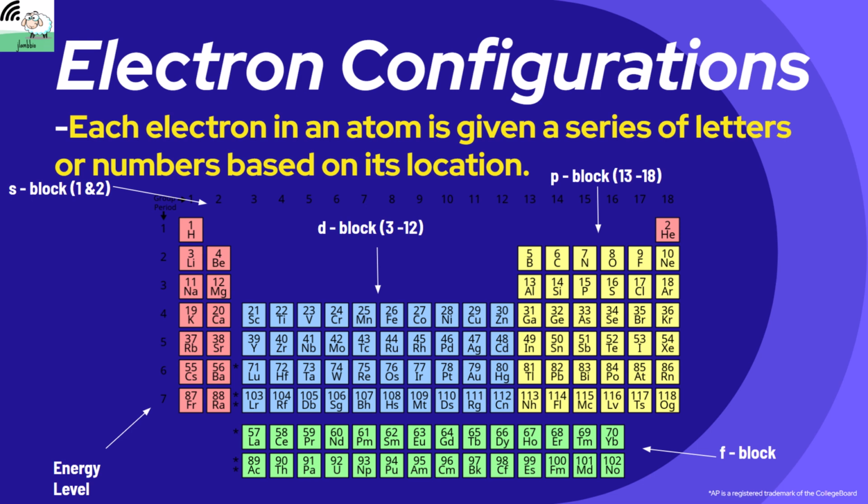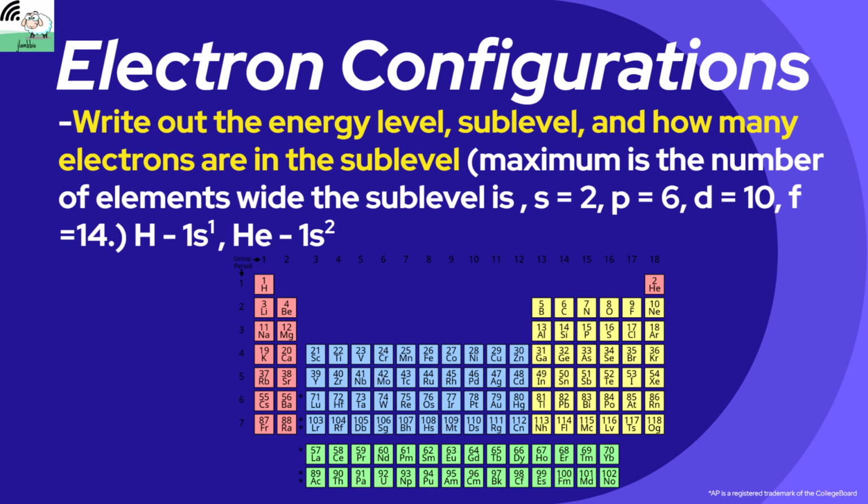But each electron in an atom is given a series of letters and numbers based on its location. So energy levels are on the left-hand side. If you look at the periodic table, you've got period number 1, 2, 3, 4, 5, 6, 7. Those are referred to as energy levels. And then we have blocks of sublevels. Notice that the first and second group are referred to as the S block. You can throw helium in there as well. The last 6 groups are referred to as the P block. The middle 10 are the D block, and the bottom 14 are referred to as the F block. We'll use these when we go through and determine electron configurations.